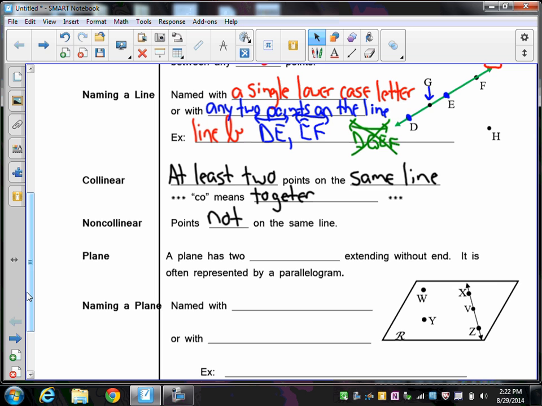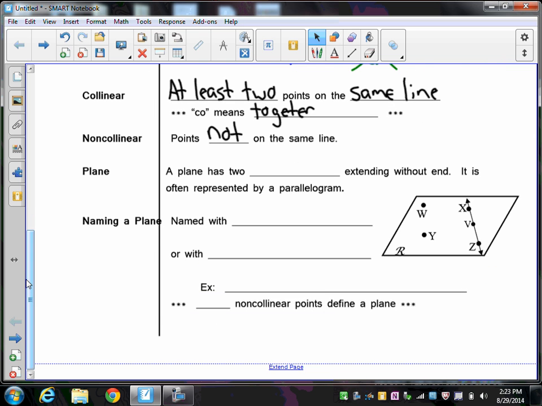So we talked about a point, we talked about a line. The last one we need to talk about is plane. So a plane has 2 dimensions. So remember, a line had 1 dimension, a point had 0 dimensions, and a plane has 2 dimensions. Extending without end, it is often represented by a parallelogram. So whenever we name a plane, it's named with a capital letter.